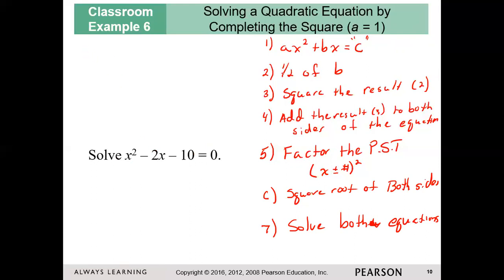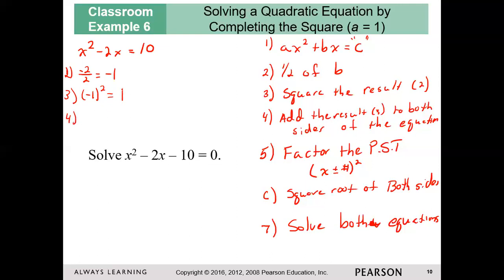So we are going to make sure that this is in the correct form of ax squared plus bx is equal to c. This is currently not in that correct form, so I'll do that. So x squared minus 2x is equal to positive 10. Adding 10 to both sides, we get what we want. So step 1, we're going to take half of b. So negative 2 divided by 2 is negative 1. All right, so actually this is step 2, sorry. Step 3 says we're going to square that result. So square the result of step 2. So I'm going to square negative 1 and I'm going to get positive 1.